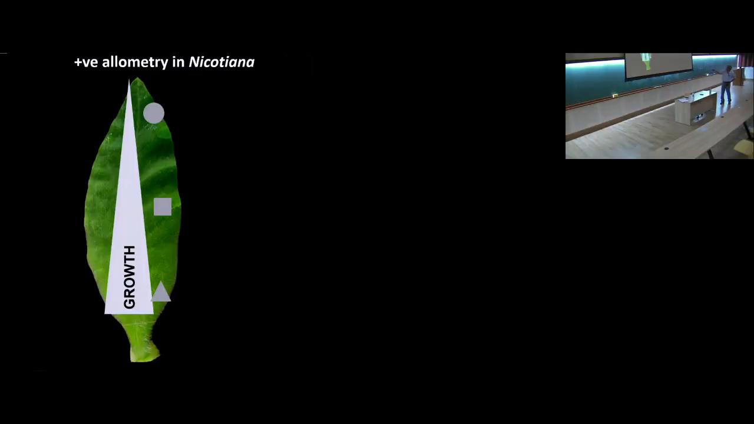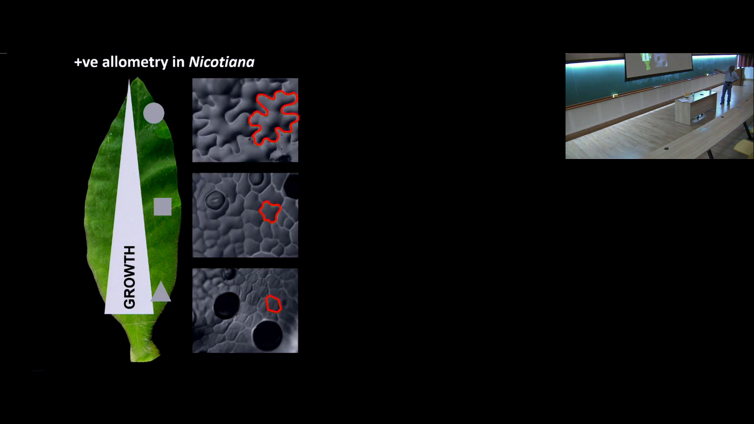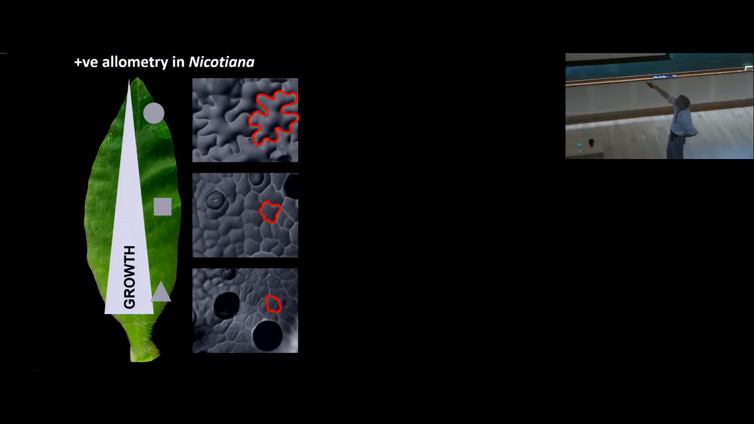And that is reflected in the cells as well. If you measure the cells here and cells here and cells here, what you see is these are small and these are bigger, already differentiated, and this is somewhere in between.